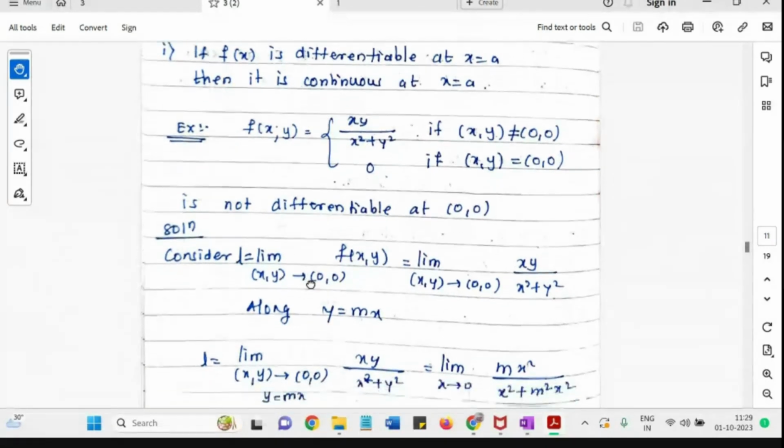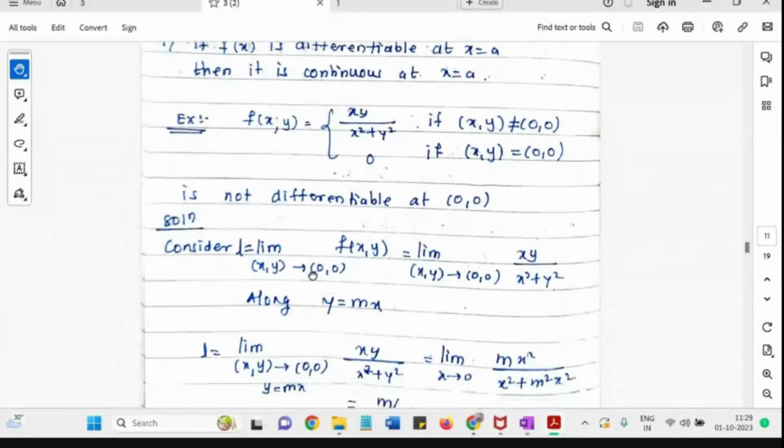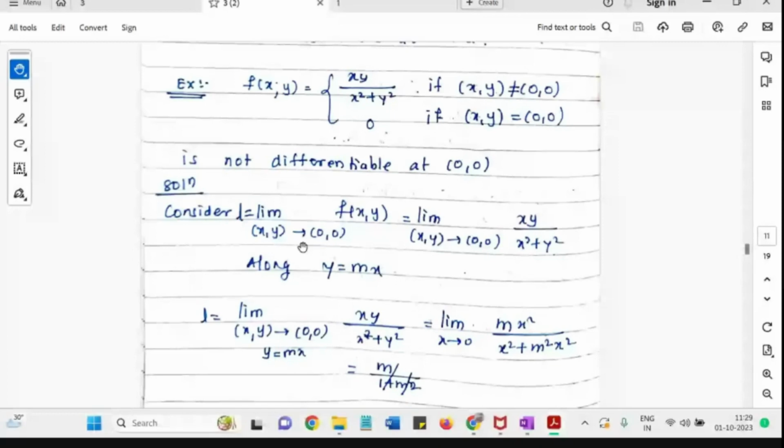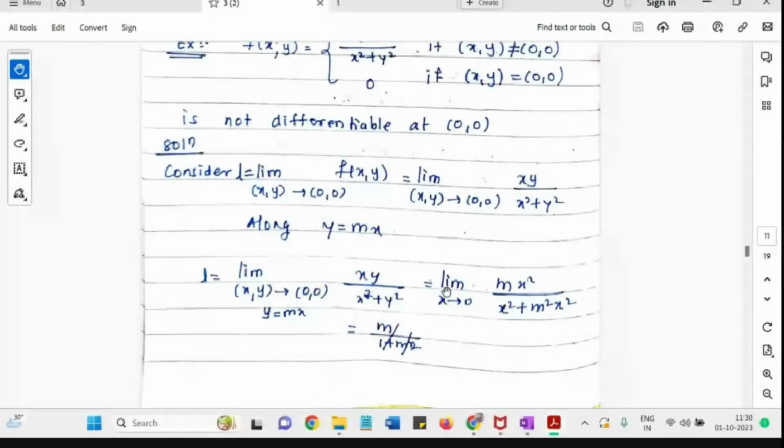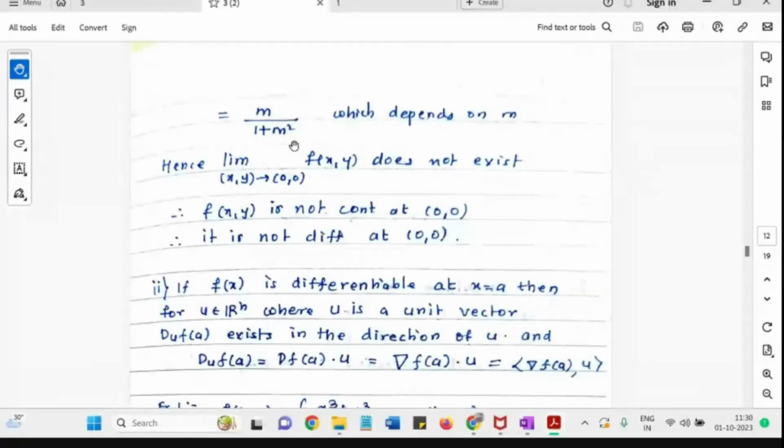So consider L as the limiting value of f of x comma y as x, y approaches 0, 0, where f of x comma y is xy upon x square plus y square. Since the powers of x and y are equal and the total degree of the numerator is the same as that of the denominator, the path which I will choose is y equal to mx. When I put y equal to mx, the entire x gets cancelled, and the limiting value turns out to be m upon 1 plus m square.